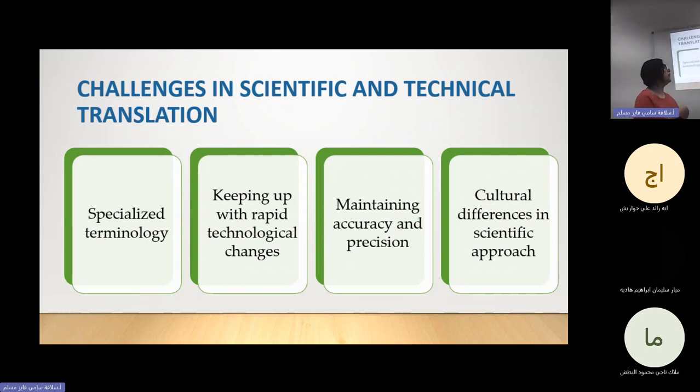And cultural differences in scientific approach. مثلا ما يمشي في الساينسز في أوروبا ممكن لا يمشي عندنا. Human testing, for example, in Europe does not work in the Arab world. We don't do tests on humans, right? So you have to be careful when translating to take care of the cultural differences. Is it allowed? Or are you allowed to translate this point or this information into the Arabic culture or not? Okay?